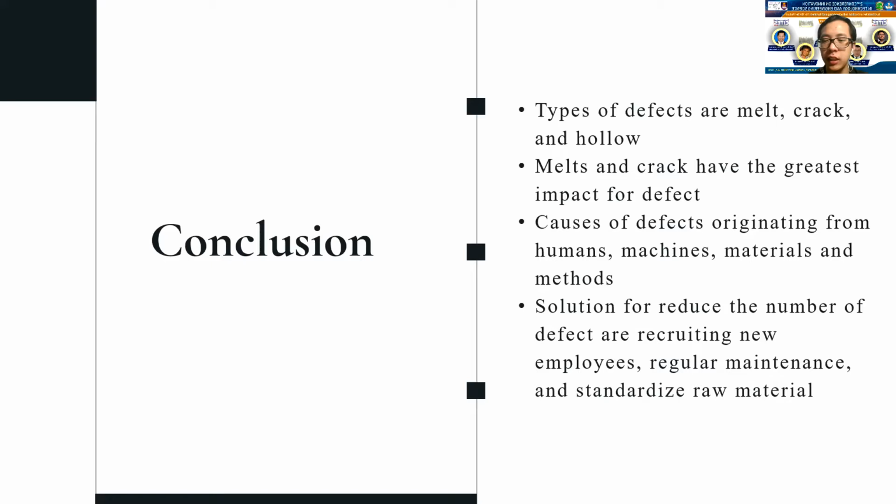Third is standardized raw material. We suggest the company use high quality raw material so that the products produced will be less likely to be defective.